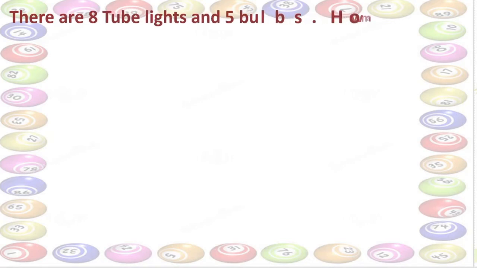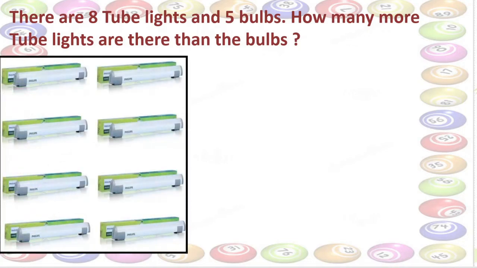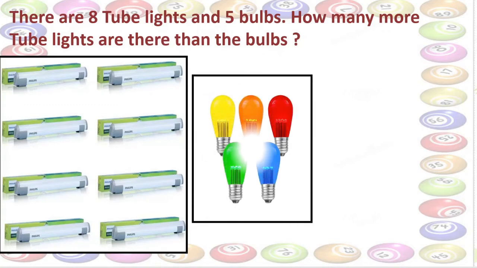There are 8 tube lights and 5 bulbs. How many more tube lights are there than the bulbs? Yes, these are called tube lights. They are like a tube, right? They are called tube lights, and here you can see bulbs. How many tube lights are there? 8. And how many bulbs are there? 5. Correct? The question is, how many more tube lights are there than the bulbs?